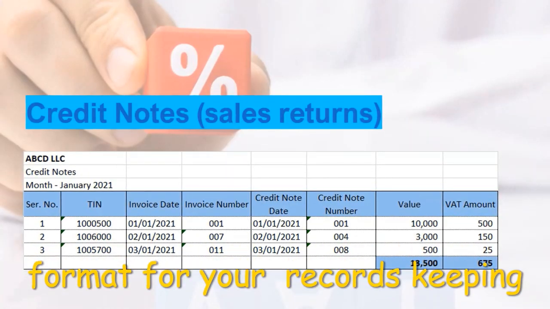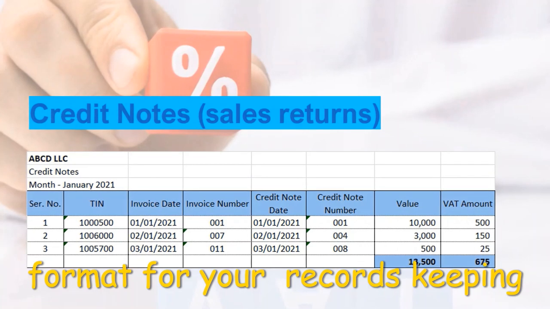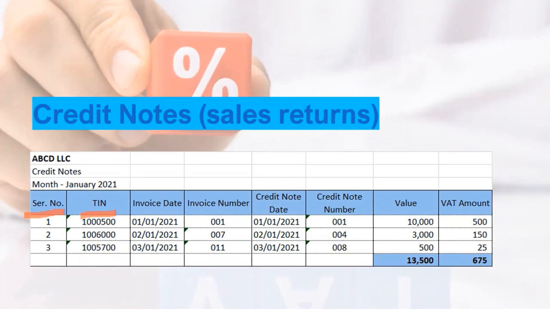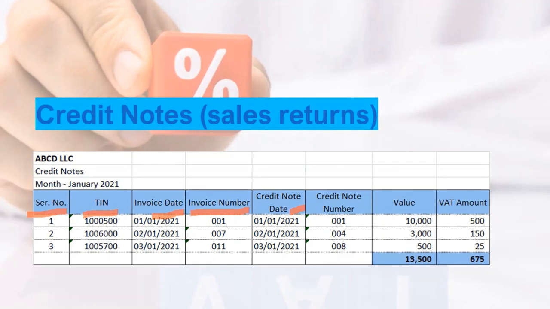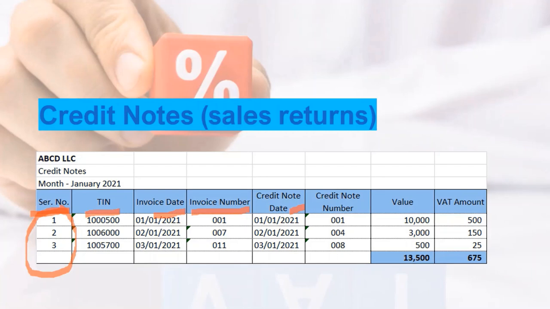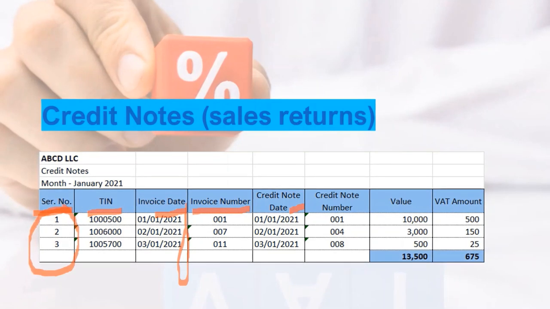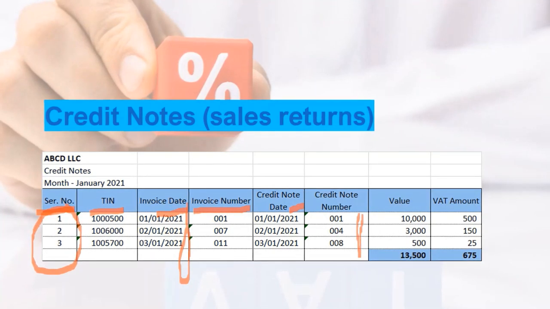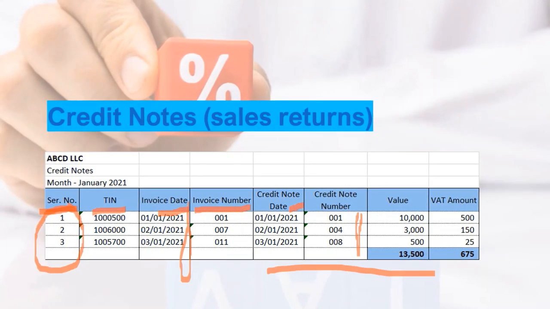Here I have mentioned a format for credit notes. It means sales returns. You can use this format for credit notes. Here I have mentioned serial number, then TIN number, then purchaser's TIN number, then invoice date and invoice number, then credit note number. Because the tax authority may ask for this credit note against which invoice. Then if you maintain this kind of format, you can easily produce those information. Then these are the invoice details, these are the credit note details, credit note number, then value of credit note, then VAT amount. This is the format you can use for credit notes.